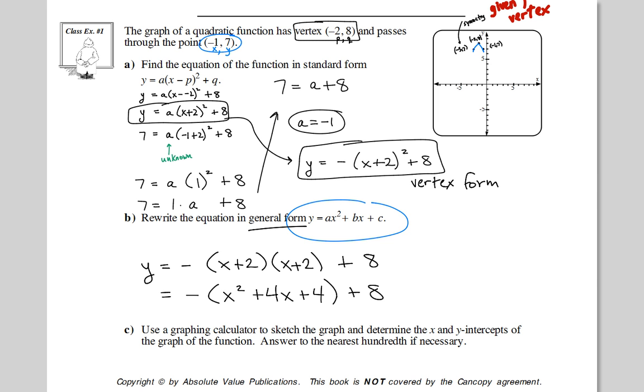Now I can distribute the negative. And if you don't believe me on that perfect square, you can FOIL it out to double check. However, you need to get super good at perfect squares because starting tomorrow, you have to be a perfect square master. And I'm not even joking. Okay, distribute the negative. And now we add 8 to the constant. So what do we have there? Negative 4 and a positive 8 makes 4.